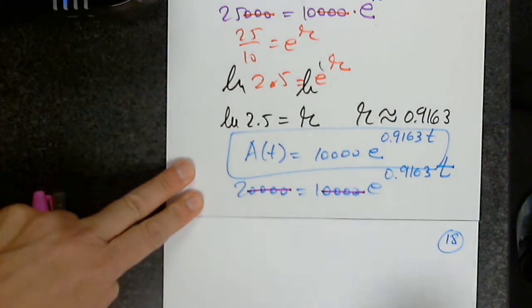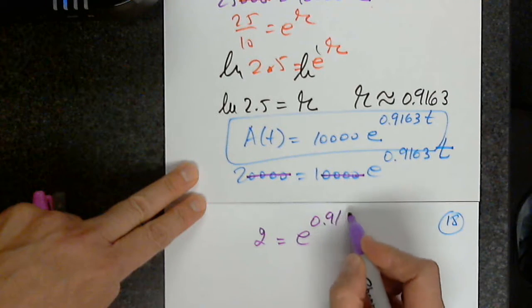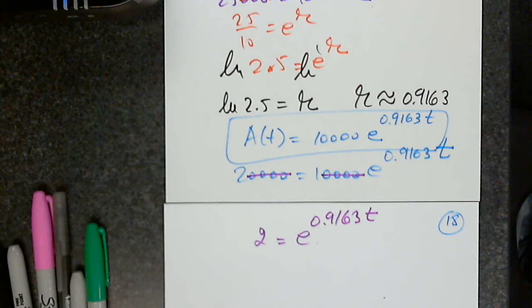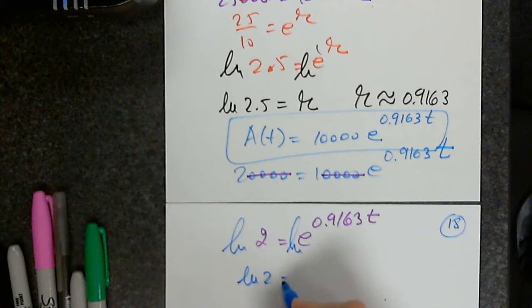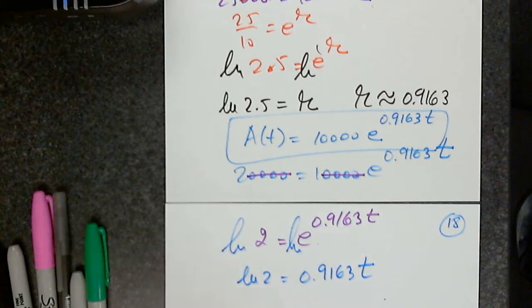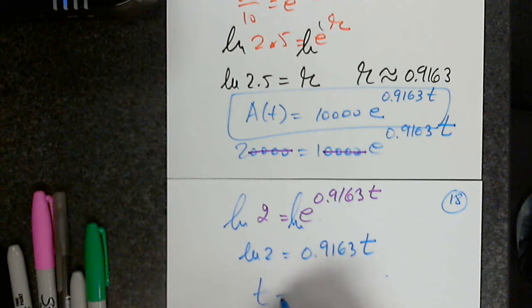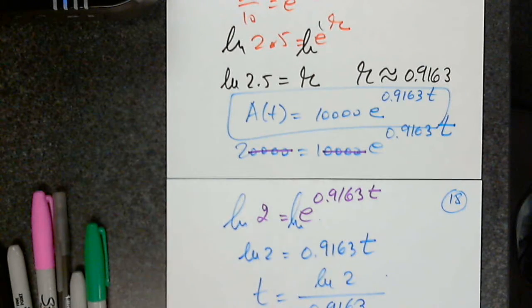So 2 equals e to 0.9163 t. I'm after t, the time needed for the 10,000 to become 20,000. What do I do? Apply natural log to both sides. So I have natural log 2 equals 0.9163 t because natural log e is 1. Excellent. And the final here is t equals natural log 2 over 0.9163. So I have natural log 2 divided by the previous answer.